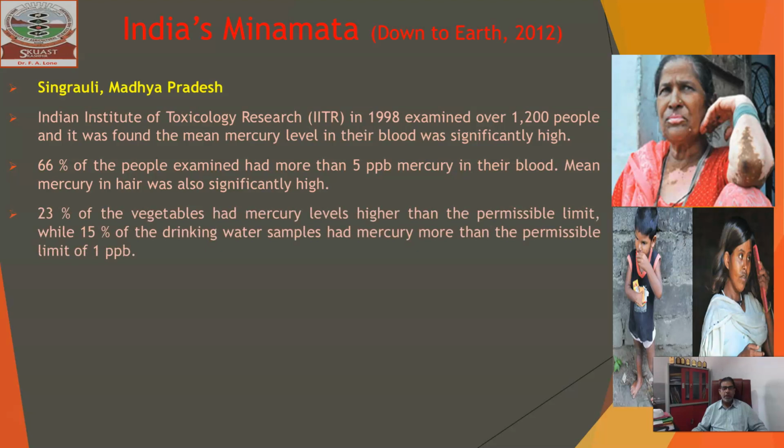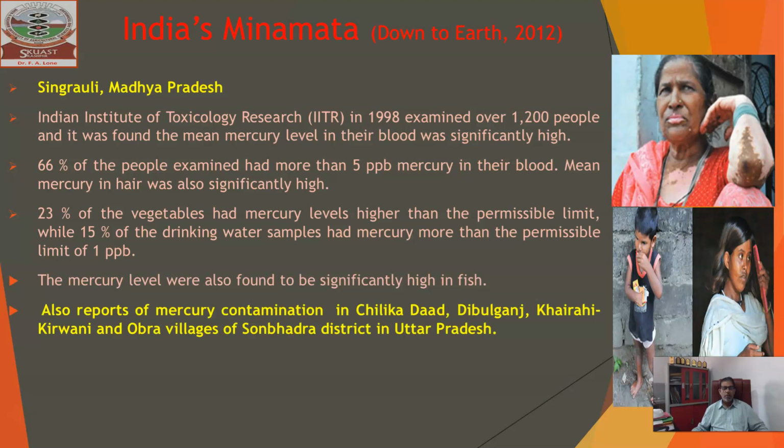23% of the vegetables had mercury levels higher than the permissible limits, while 15% of the drinking water samples had mercury more than the permissible limit of 1 ppb. The mercury levels were also found to be significantly high in fish, and there are also reports of mercury contamination in Chilkadad, Dilboganj, Kherahi, Kirwani, and Obra village of Sonbhadra district in Uttar Pradesh.